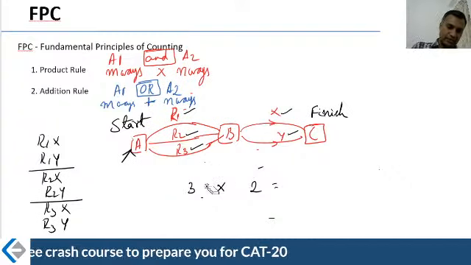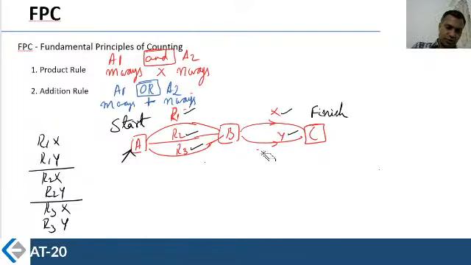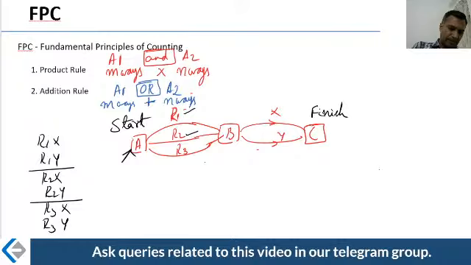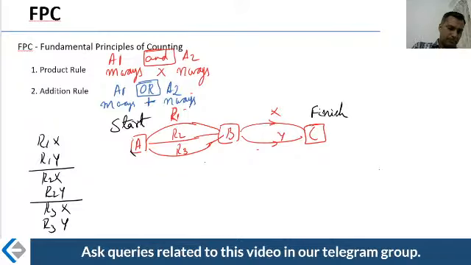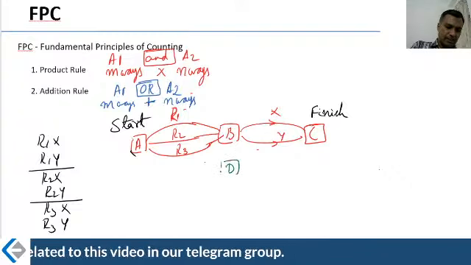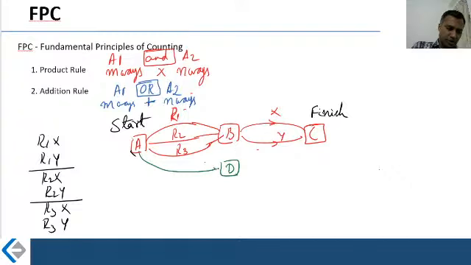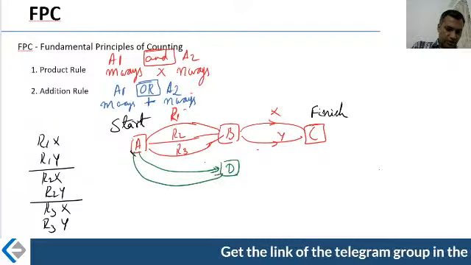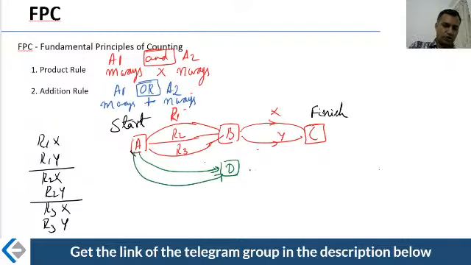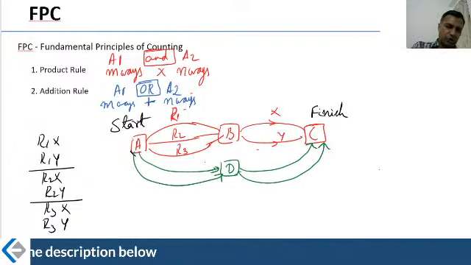Okay, let me take a simple example here as well. Let's do the same thing here. The person is still at A, has to go to C, but this time there is an intermediate, another station D. From A to D there are 2 routes, and from D to C there are another 2 routes. Now, when the person has to go from A to C, what do you say?